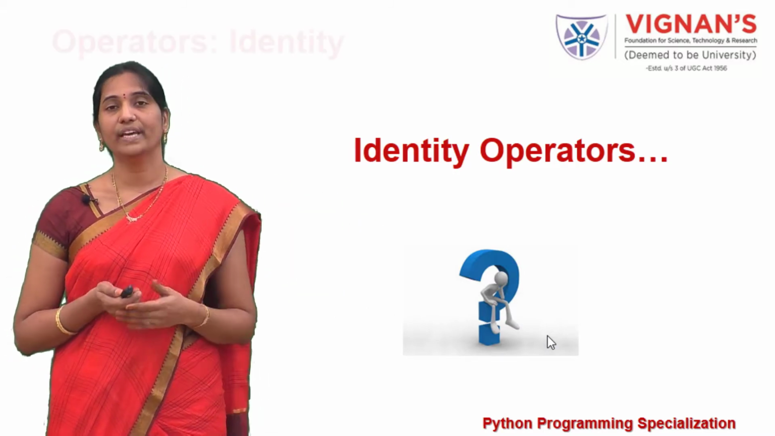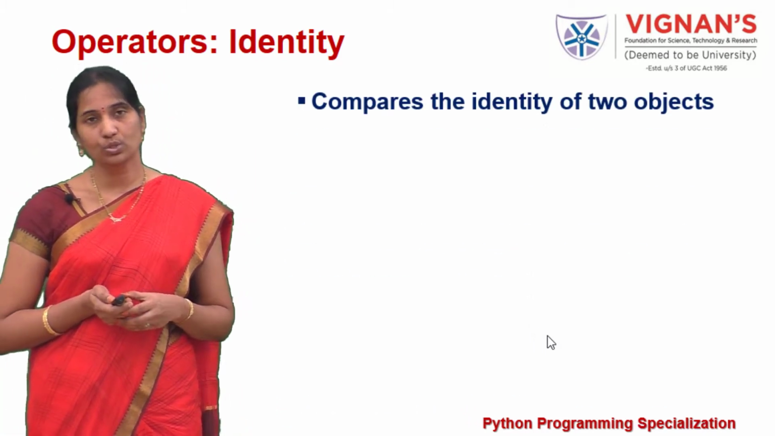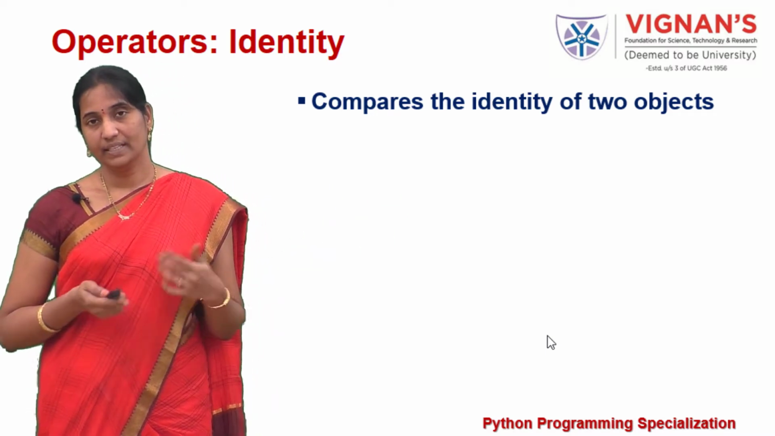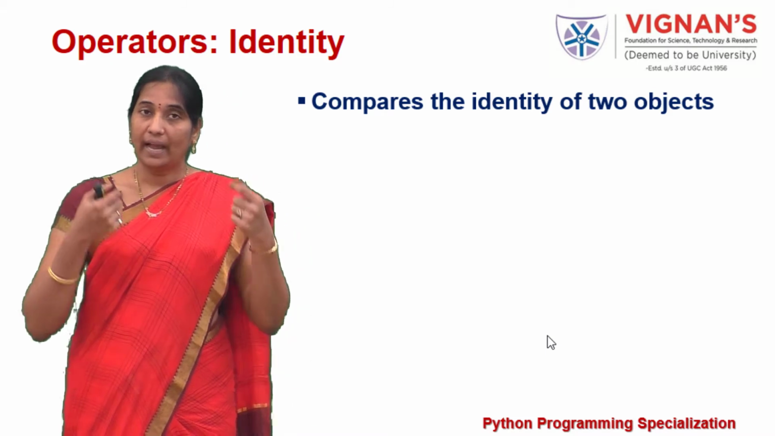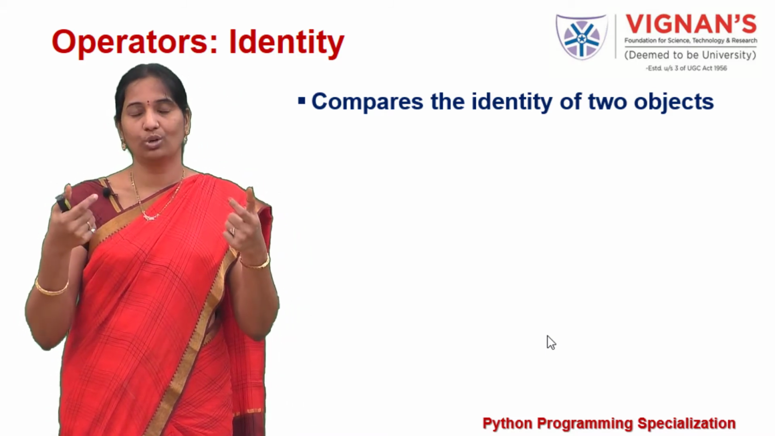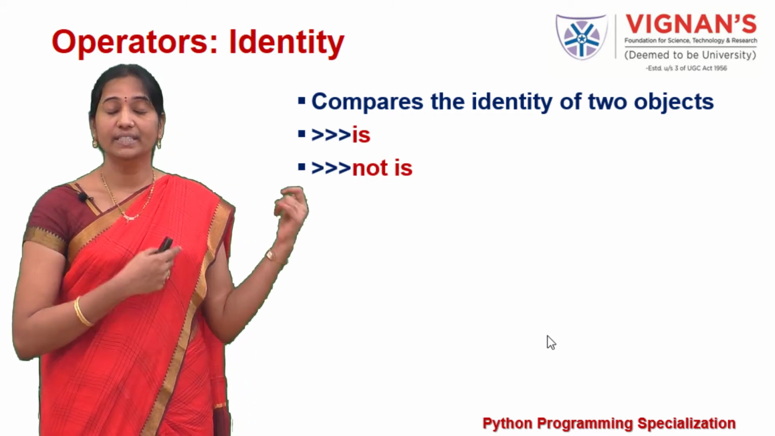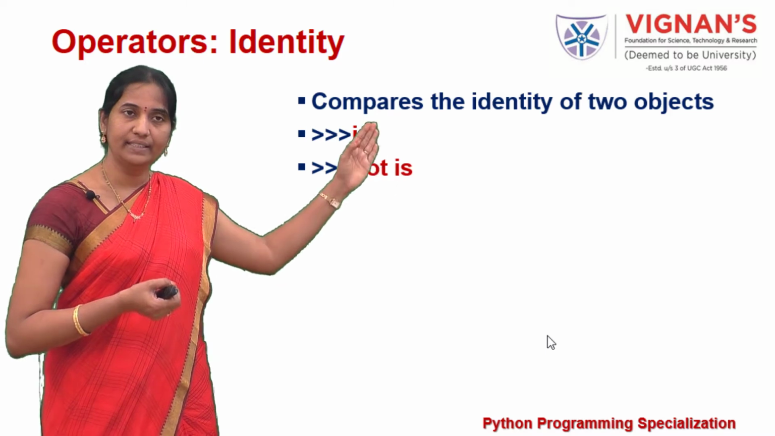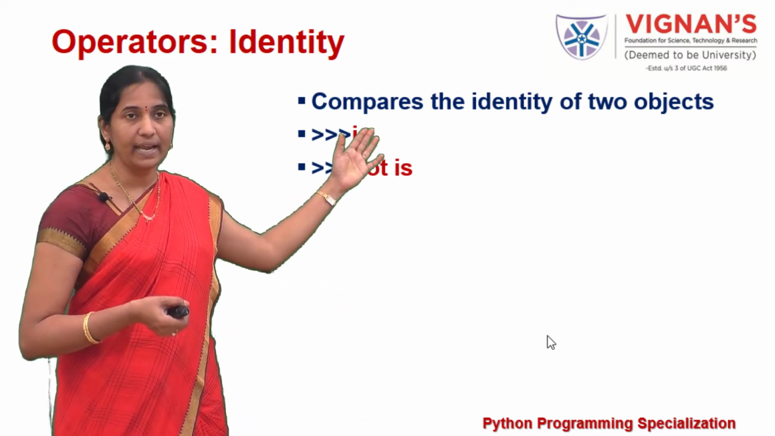Now let's see how we can use the identity operators. Identity operators are basically used to compare the identity of two objects or variables. That is, whether two variables or two objects are the same object or not. If they are pointing to the same object, then it returns true, otherwise it returns a false value. And to check the identity of the objects, Python supports two operators, that is is and not is.